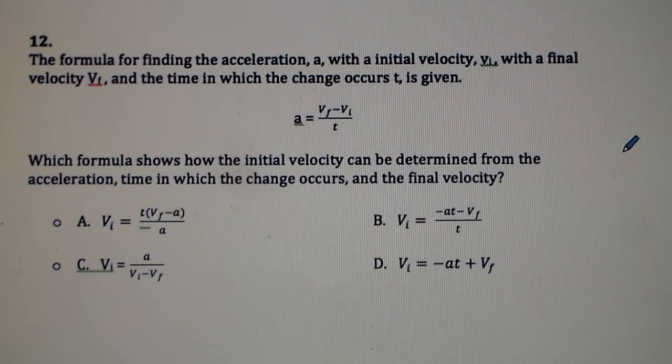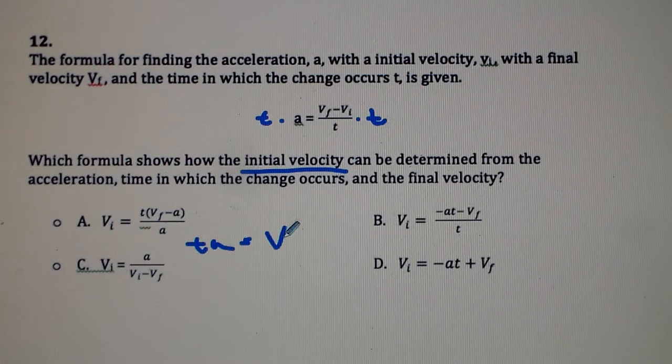Number 12, same setup, except now I want you to try finding initial velocity all by itself. So we multiply by t to both sides. So we have t times a is equal to the final velocity minus the initial velocity. Now remember, the goal is to get the initial velocity all by itself, that Vi. So we have to subtract Vf from both sides.